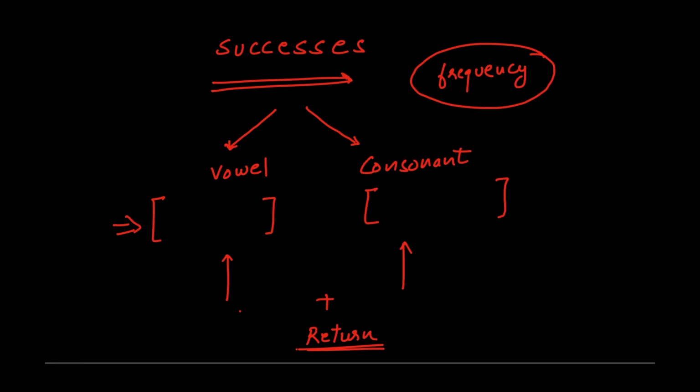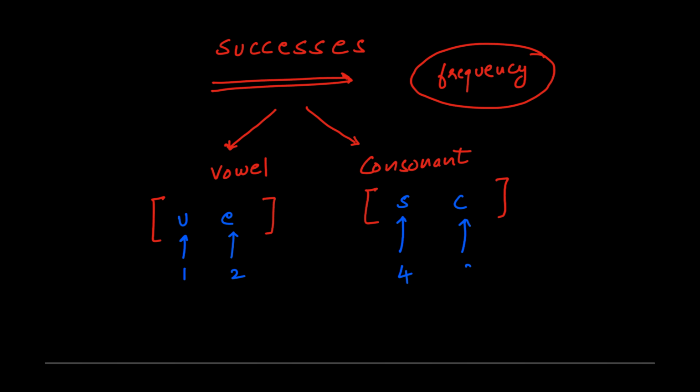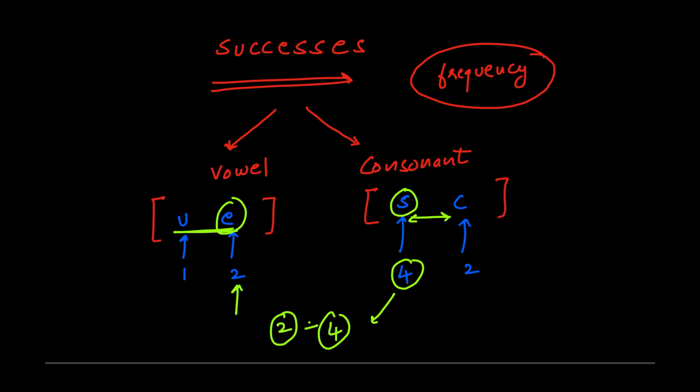Let's do a quick dry run to get a better idea about this approach. In this string, we have two vowels. One is a U and other is an E. In the entire string, U occurs once while E occurs twice. And on the right hand side, we have two consonants, S and C. S occurs 4 times and C occurs twice. Between all vowels, the highest frequency character is E and the value is 2. While amongst all consonants, the highest frequency is S and the value is 4. Adding them together gives us a total of 6.